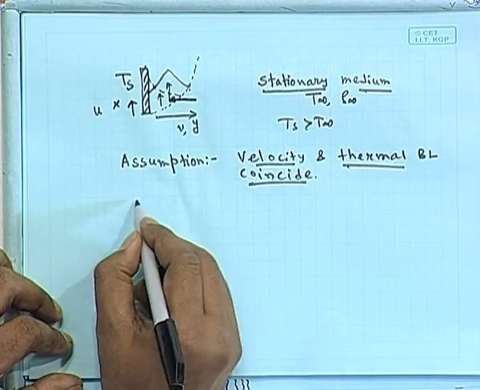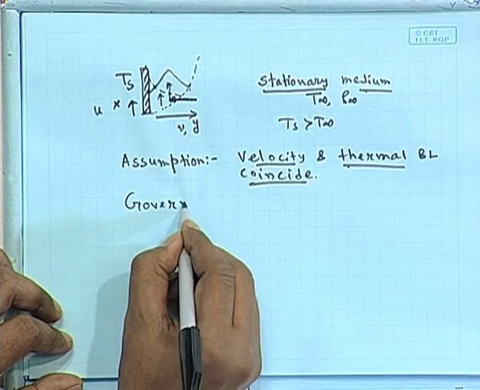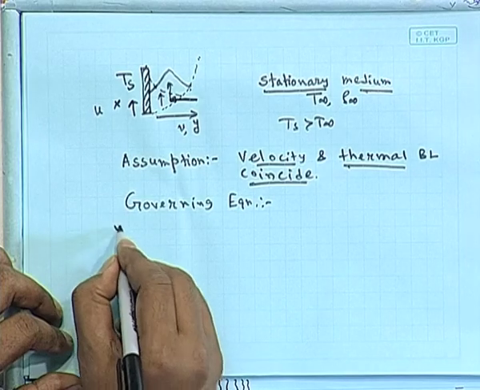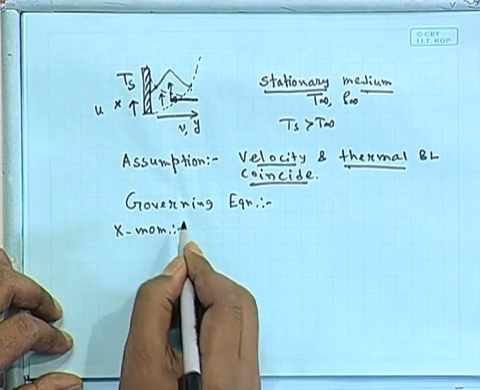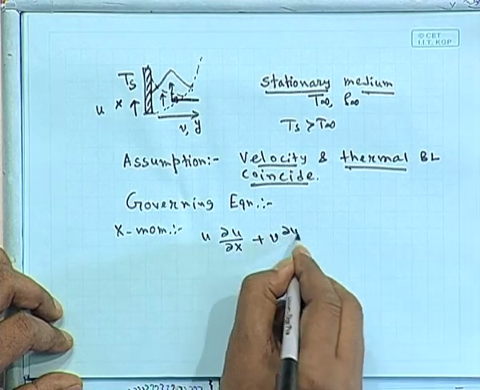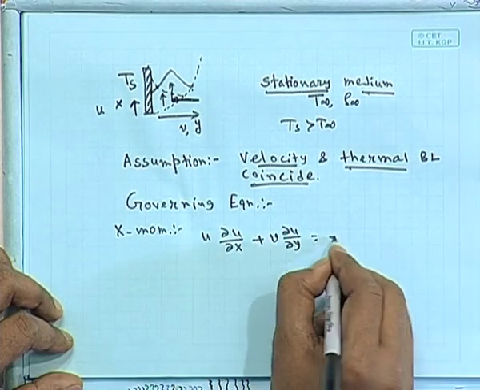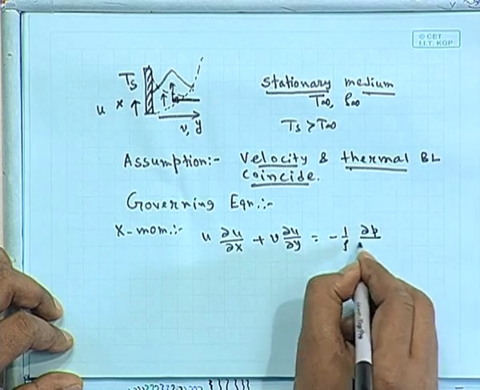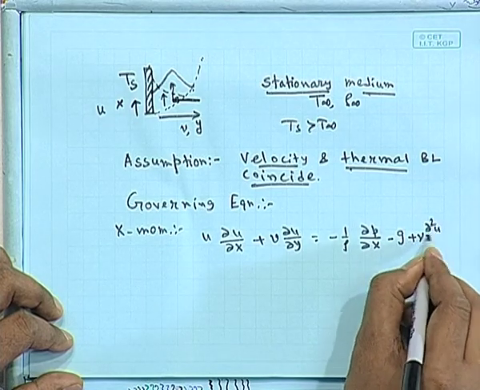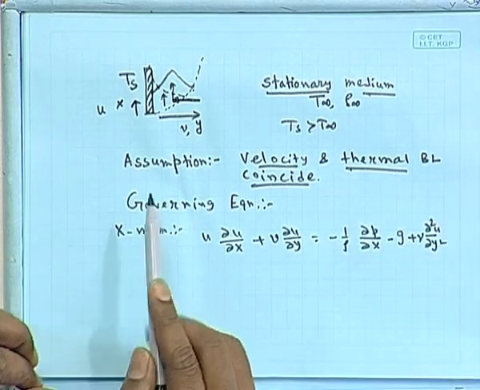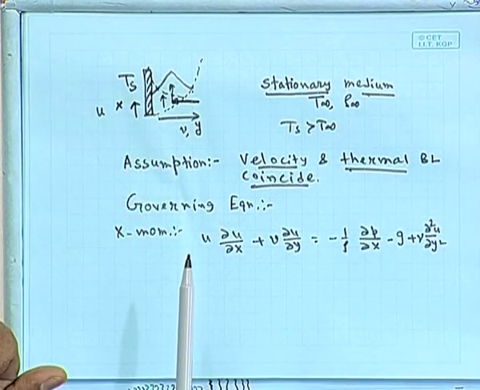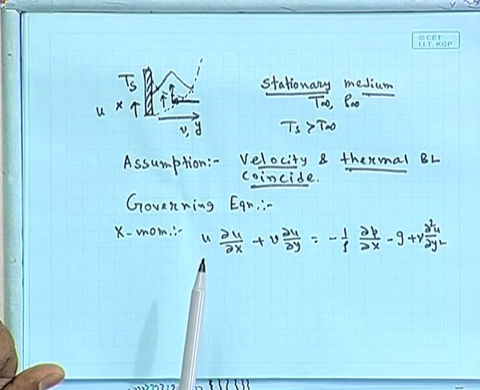So, the governing equations that we will be writing. One will be x momentum: u del u del x plus v del u del y is equal to minus 1 by rho del p del x minus g plus nu del square u del y square, and we consider the flow within this region to be laminar. So here we are taking velocity and thermal boundary layers to coincide.